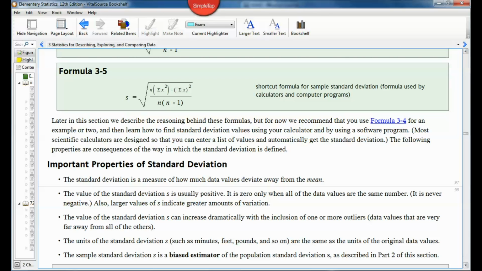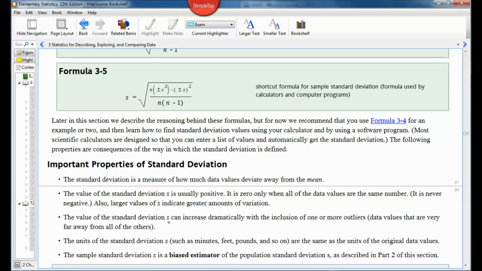Your book says that standard deviation is a measure of how much data values deviate away from the mean. The value of the standard deviation is usually positive. It is 0 only when all the data items are the same number. It is never negative. Also, larger values of S indicate greater amounts of variation. If you have a small standard deviation, then all of your data items are probably pretty close together, meaning like the numerical value. If you have a large standard deviation, then they're probably spread out a little more.